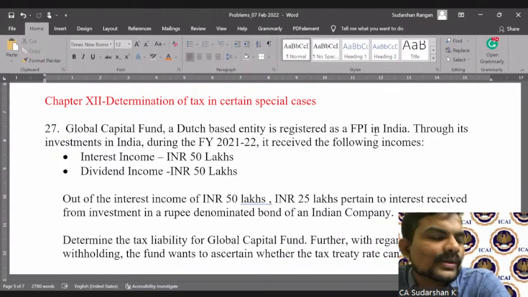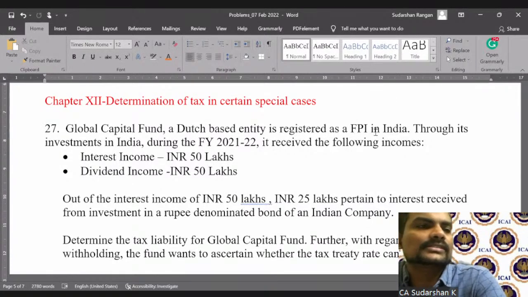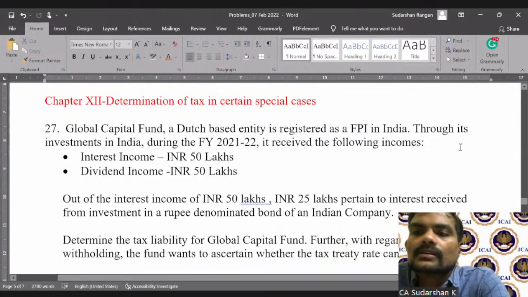Again, I'm not getting into nuances. I think it will be part of your other subjects. So an FPI will not hold more than 10% equity shares in a listed company, etc. So the question says it is registered as an FPI, which means it's a foreign institutional investor. And through its investments in India, the Global Capital Fund in financial year 21-22 receives the following income. Interest income, 50 lakhs. Dividend income, 50 lakhs.